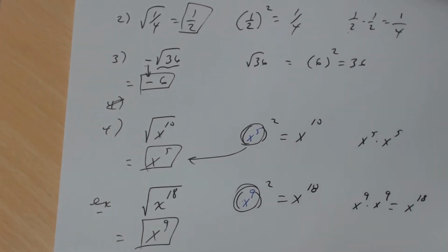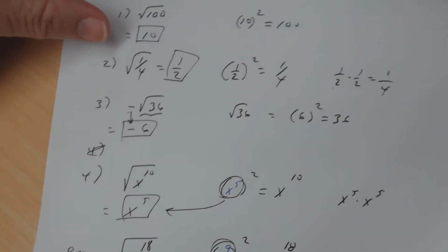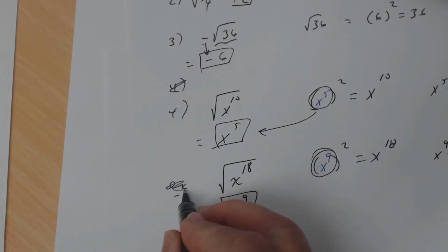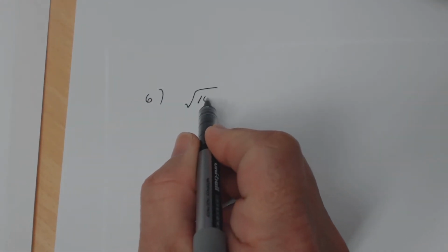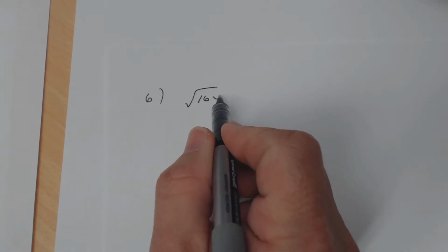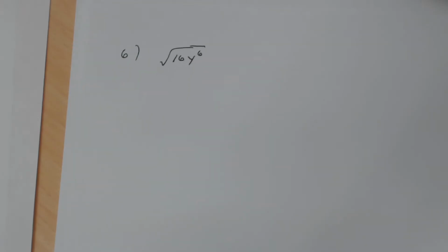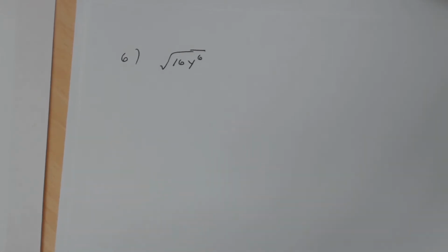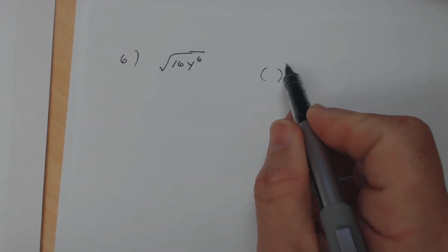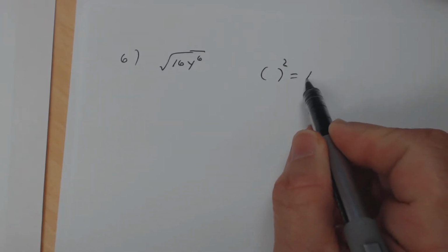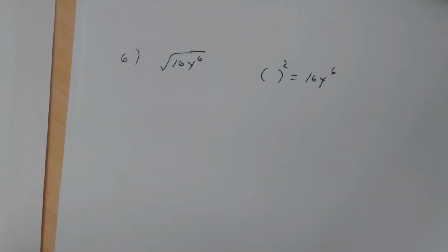Now let's look at this one. Let's just put this as number 5. Number 6, you have the square root of 16y to the 6. Let's continue using the idea from this section. You're looking for the principal square root. So basically, what times itself is 16y to the 6? That's what you're asking.